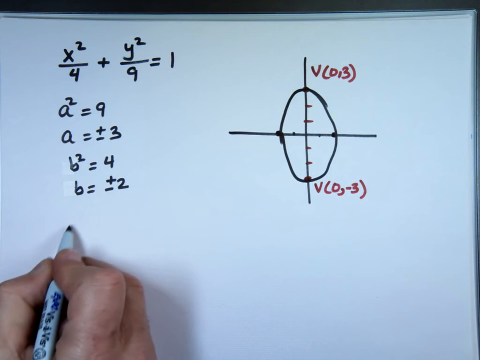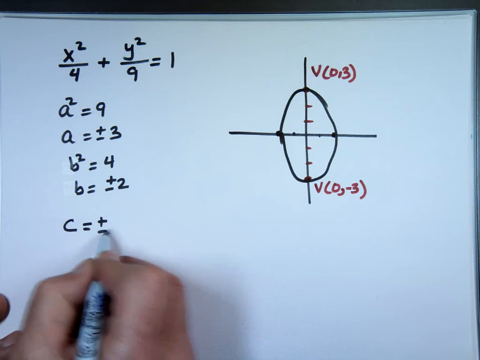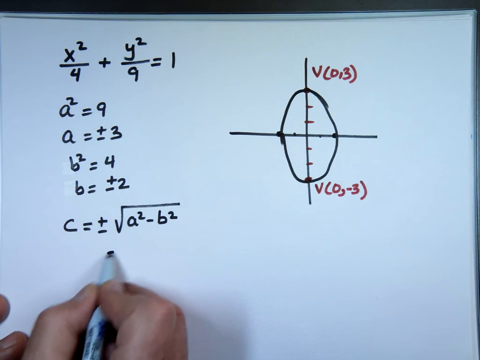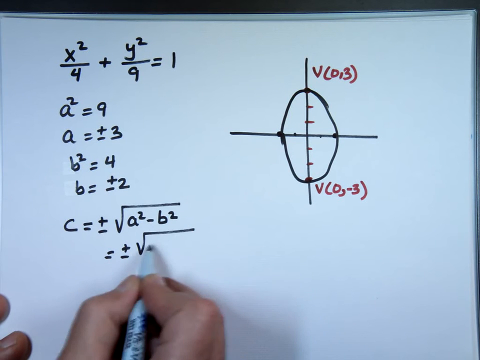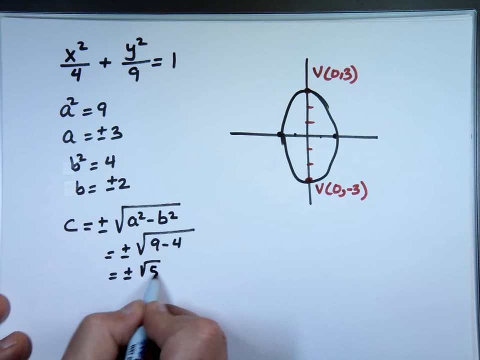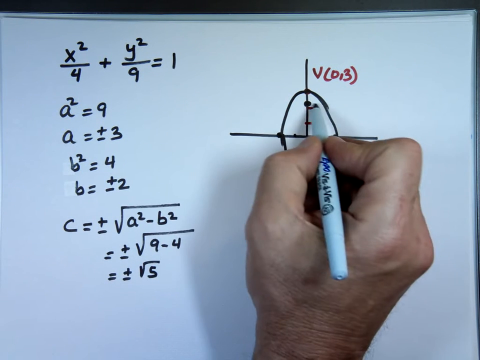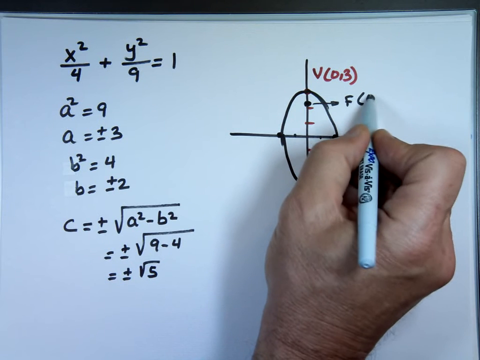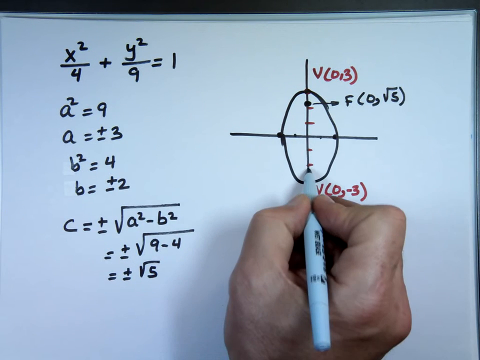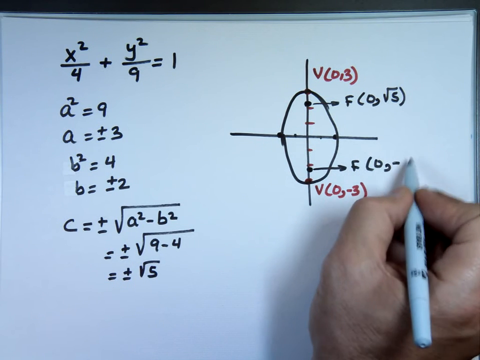Now again, where's the focal point? That's where c is, the focal point. It's plus or minus the square root of a squared minus b squared. 9 minus 4, 5, right? So a little more than 2, somewhere here. So this is one focal point, the value is 0, comma, the square root of 5. And there's one here, 0, comma, negative the square root of 5.